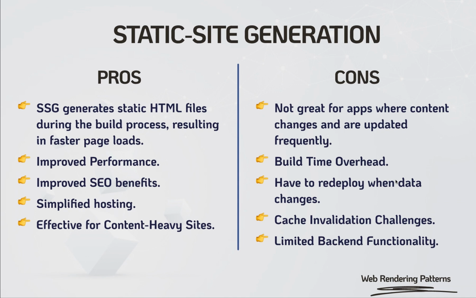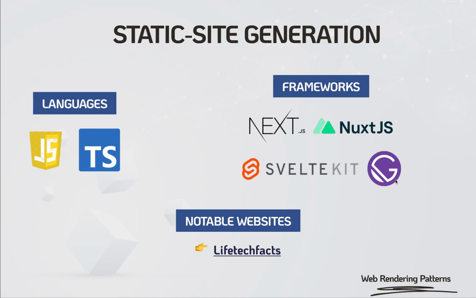Now, static site generation is not great for apps where content changes frequently or where there are lots of updates. There is the build time overhead we need to consider. You have to redeploy whenever the data changes. Well, there are cache invalidation challenges, and then there is limited backend functionality. We can also use these meta frameworks we talked about. Well, Architecture is actually making use of static site generation. You can probably check that out.